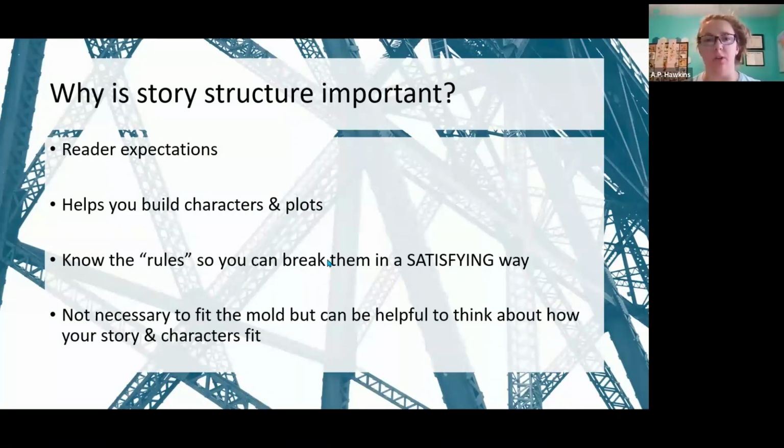And this goes along with the reader expectations, but it's important to know what the quote rules are, so when you break them, you can do it in a way that is satisfying for readers of that genre, rather than making them feel like they've been cheated. So if you know what those expectations are, what that structure tends to be in your genre, you can subvert that in a way that readers will find more satisfying. And again, it's not necessary to strictly fit a mold of a particular story structure, but it's helpful to think about how your story and characters fit to make a satisfying story.